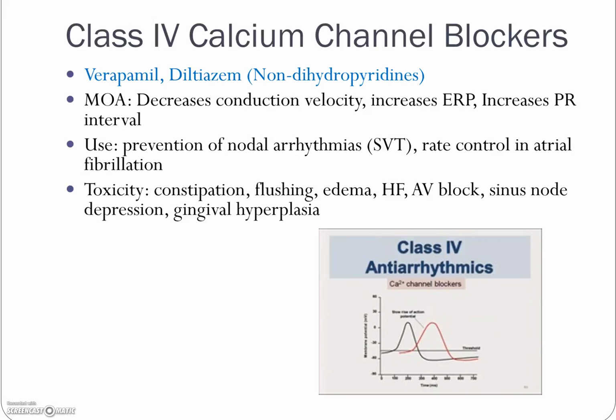Your class 4 antiarrhythmics include your calcium channel blockers, that is the non-dihydropyridines, verapamil and diltiazem. These work by decreasing the conduction velocity and increasing your ERP, as well as increasing the PR interval on an EKG, so be sure to look out for that.